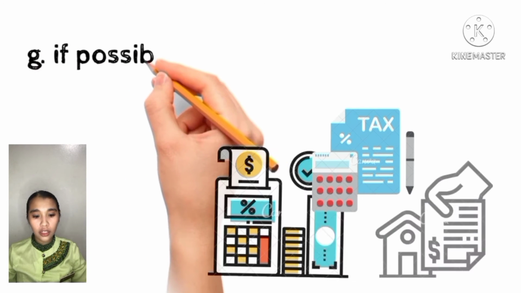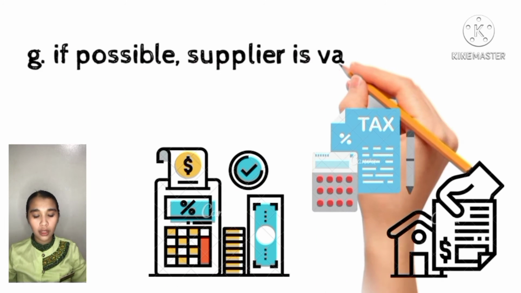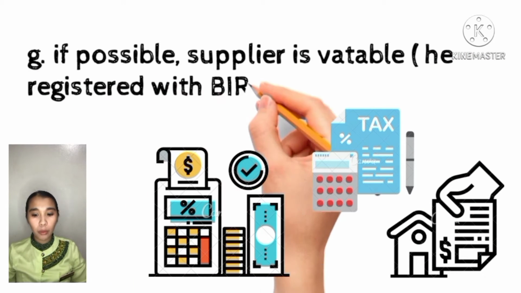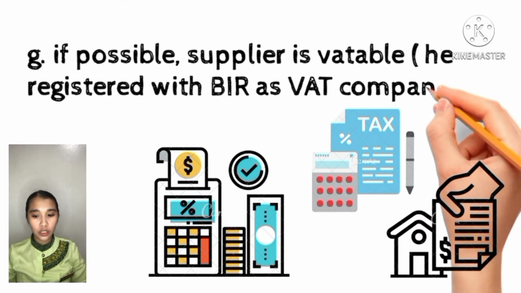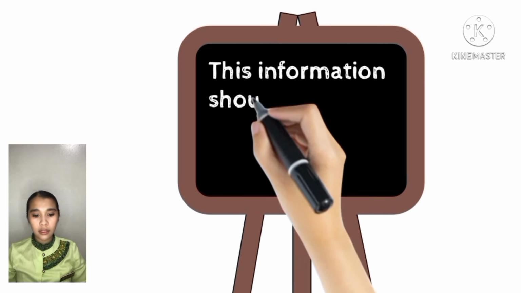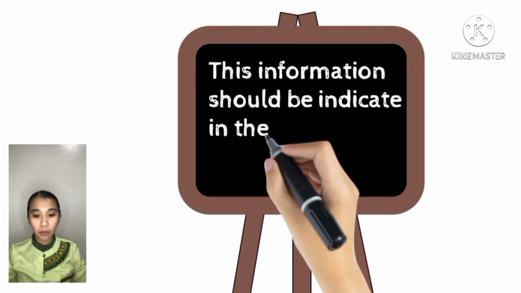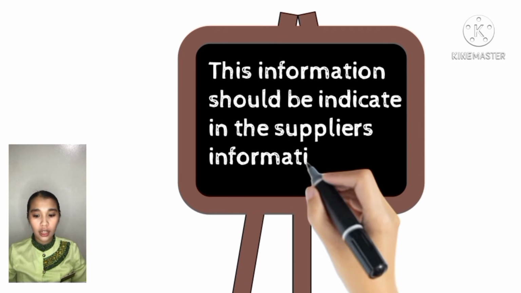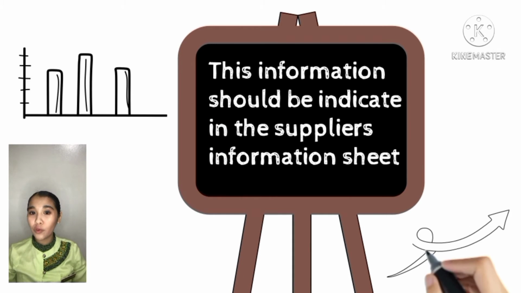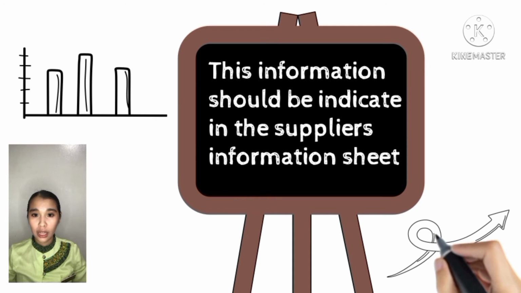Next is, if possible, the supplier is VAT-able, he is registered in BIR. So it means the products of the supplier are chargeable in BIR. Next is, this should be indicated in the supplier information sheet. I can show you a sample of the information sheet, which needs to indicate some of the information of the client and also the supplier.